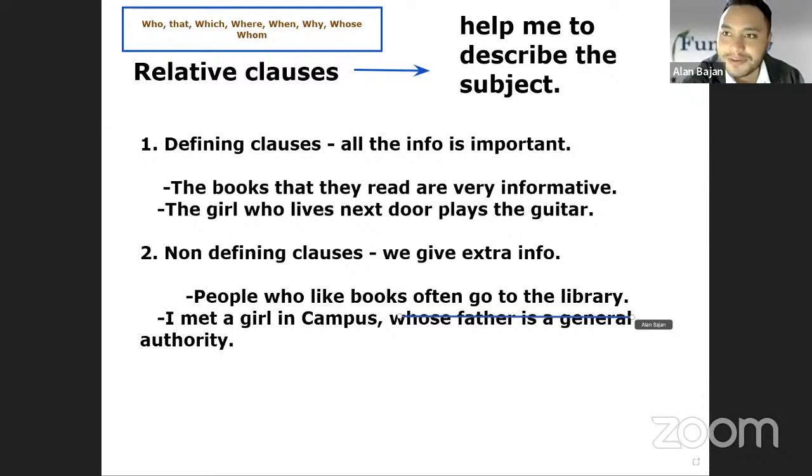Example of non-defining clauses. We have the first one. My cell phone that has a new system is mine. Remember that we can use that for non-defining, Joseph. We use which. My cell phone, which has a new system, is mine.